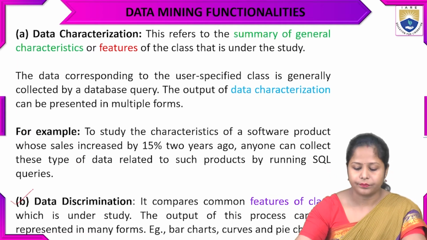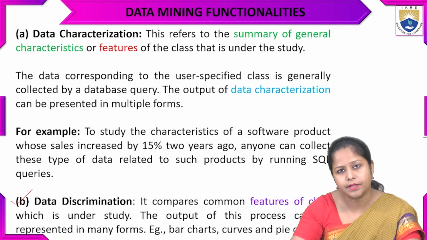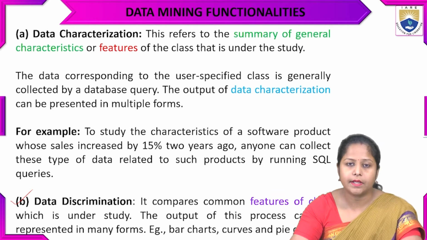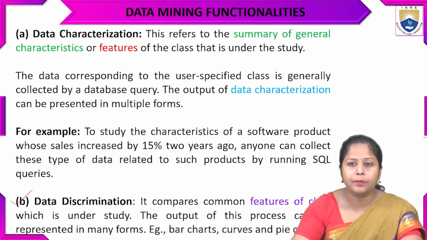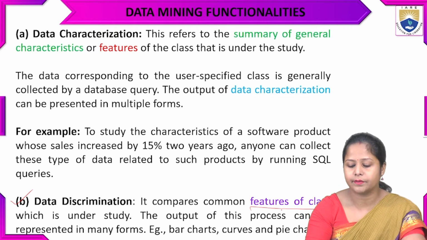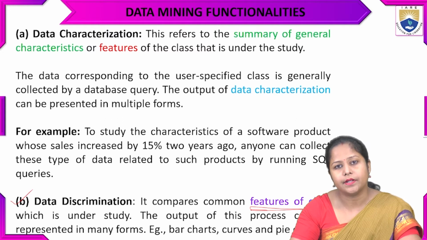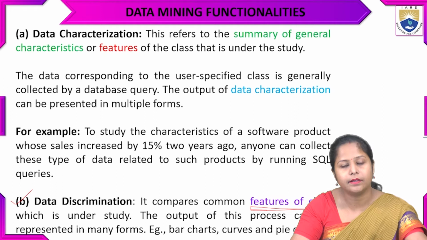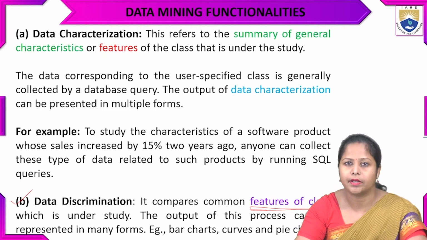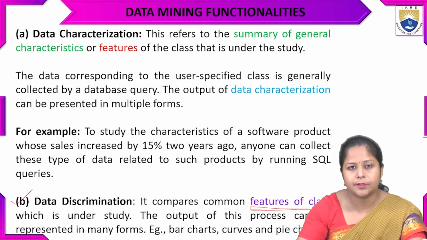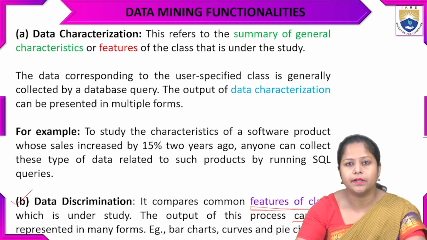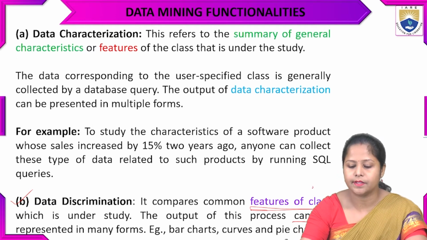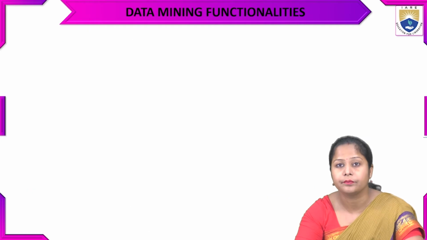Data discrimination. So we'll go into the depth of data discrimination. Basically, data discrimination compares the common features of the class which is under study. So what are the target classes there? The common features will be carried out for that, right? The output of this process can also be represented in many forms: bar charts, curves, and pie charts.